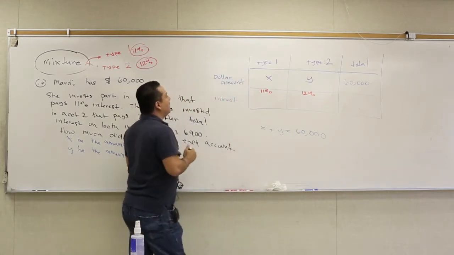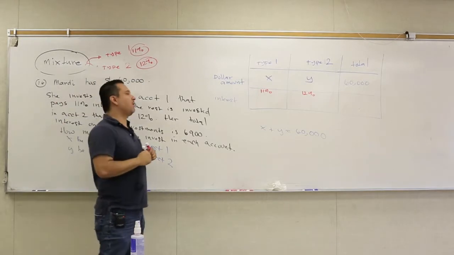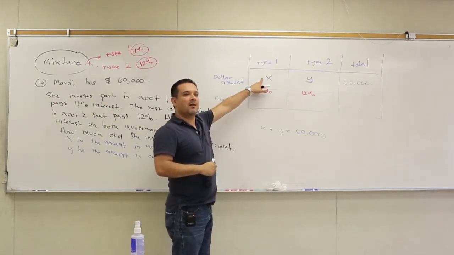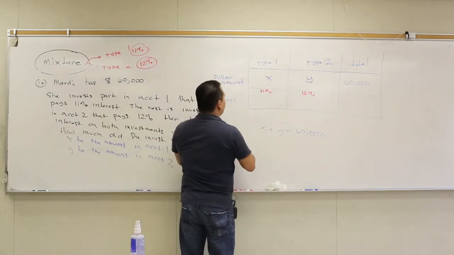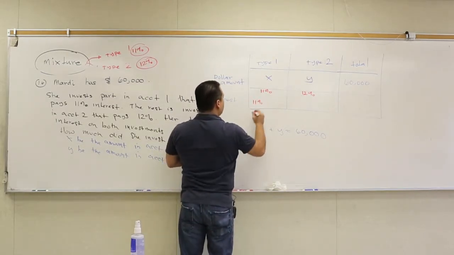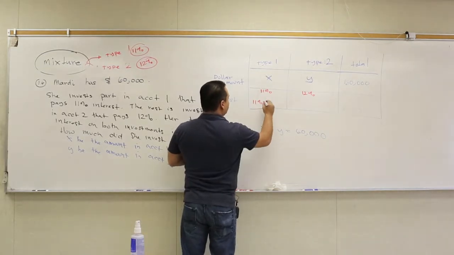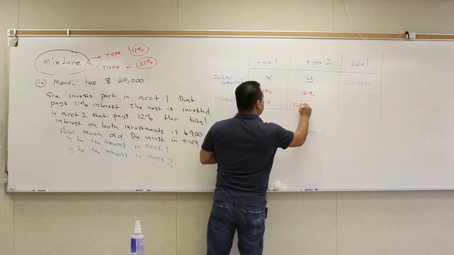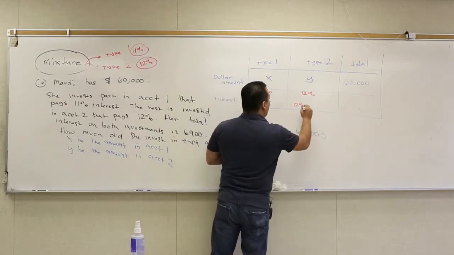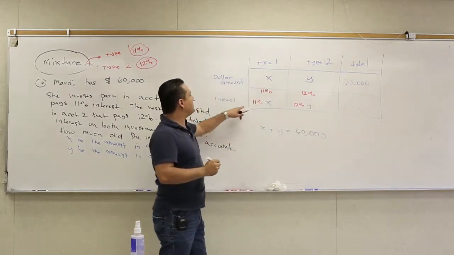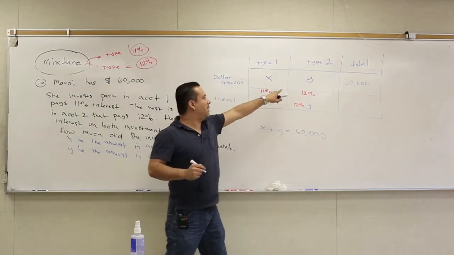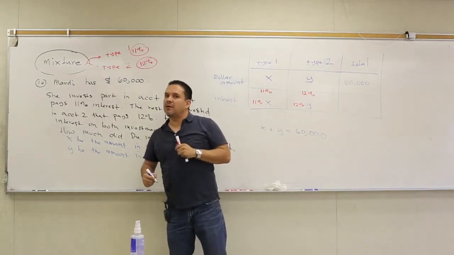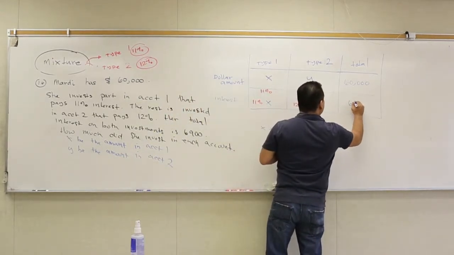So how do you get your interest, or what's the simple interest formula? It's 11% times the what? The amount invested. So 11% of X dollars, 11% X, and then you have what? 12% of what? Of Y dollars. So that's 12% Y. So she has interest in account 1, interest in account 2. What's her total interest? 6,900. Good. You guys see how easy that is?